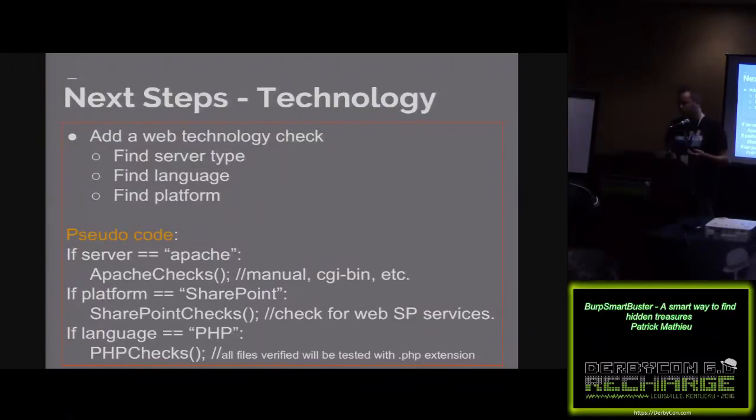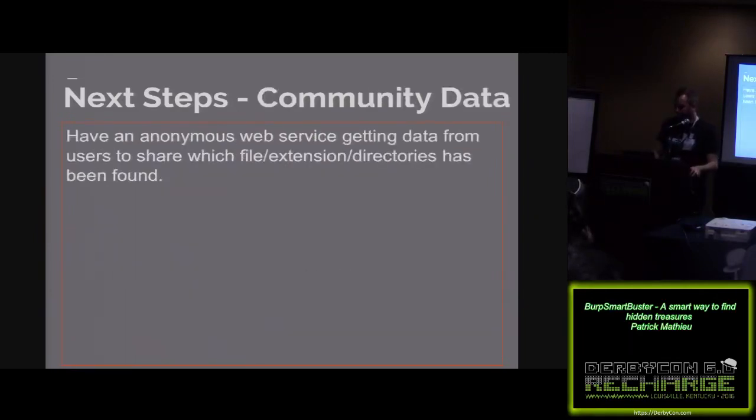The technology, the way to do it is, like I said, if the server is Apache, do Apache checks. If it's SharePoint, do the SharePoint checks. If it's PHP, do those checks. And technically, just doing a class with this kind of function based on data of a JSON file, which has all the directories and files to look for, should be easy. The community data, like I said.